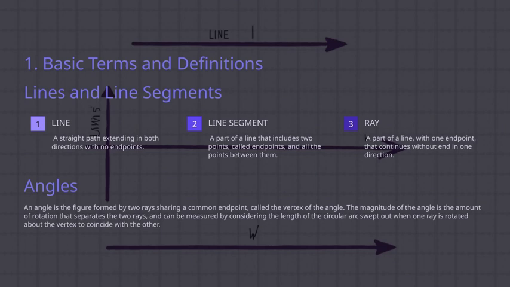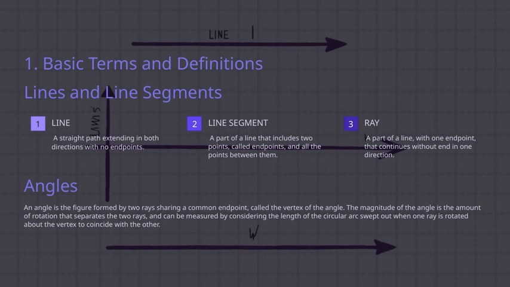Next, we have angles. An angle is formed when two rays share a common endpoint, which we call the vertex of the angle. Think of it like the corner of a room or the point where two roads meet. The size or measure of an angle tells us how much one ray has been rotated to align with the other. We can actually measure this rotation by considering the amount of circular arc that would be swept out as one ray rotates around the vertex to meet the other.